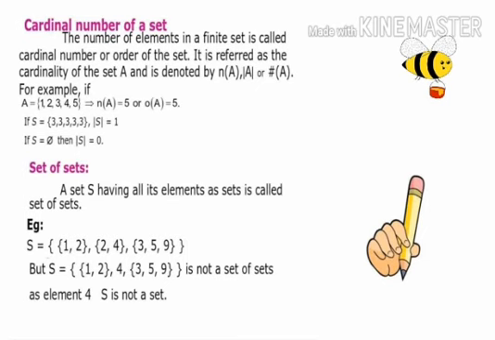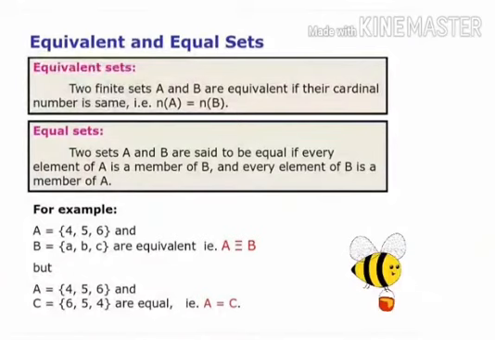Set of sets. A set S having all its elements as sets is called a set of sets. For example, S equal to {{1, 2}, {2, 4}, {3, 5, 9}}. But look at the set S equal to {{1, 2}, 4, {3, 5, 9}}, which is not a set of sets because the element 4 is not a set. And we shall see equivalent and equal sets.